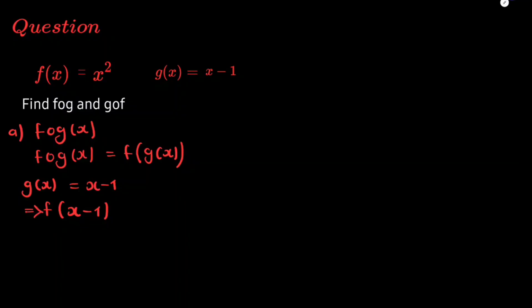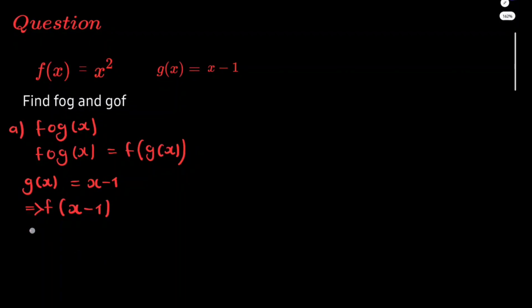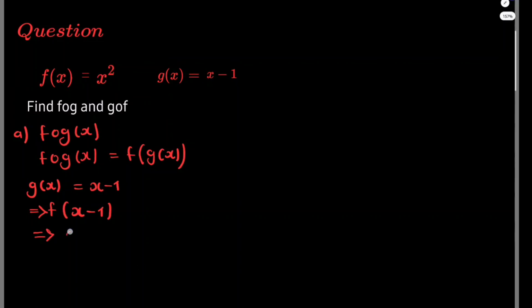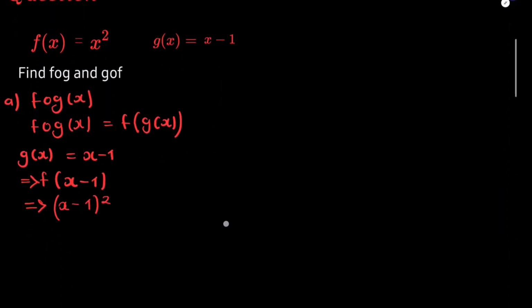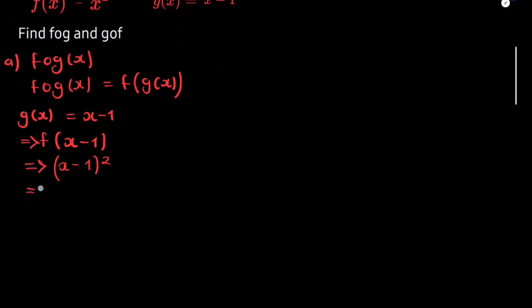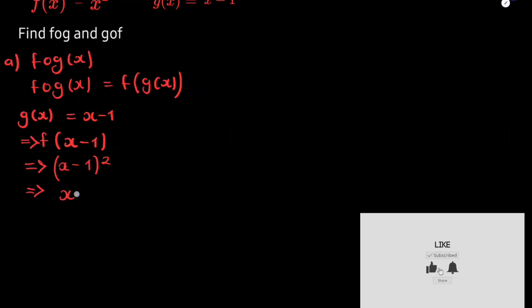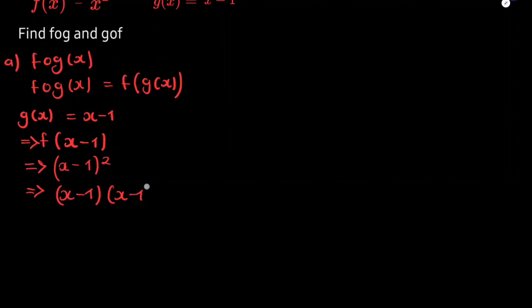From here we are going to substitute x minus 1 with x in the f of x function. So from there we are going to have x minus 1 all that squared. Let's expand this. We have x minus 1 times x minus 1.